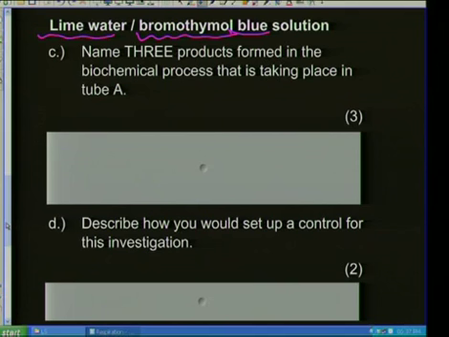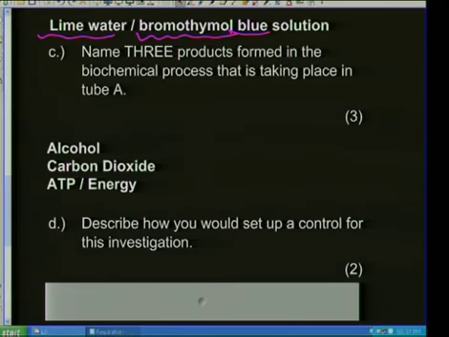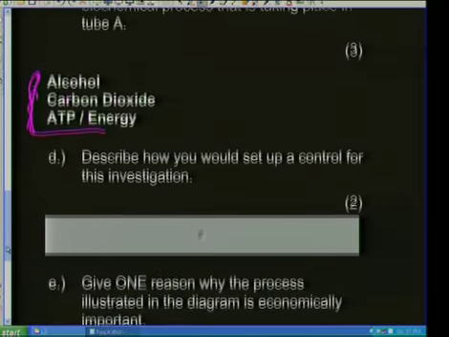Okay, name 3 products formed in the biochemical process that is taking place in tube A. Remember, this was anaerobic respiration. And they want you to name 3 products. And I explained that earlier. Products are things that are produced or manufactured in this time. And they are, yep, you guessed right: alcohol, carbon dioxide, and ATP. You don't have to say how many ATP, but you've got to say ATP there, because they didn't ask you exactly.